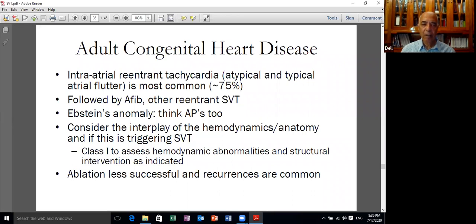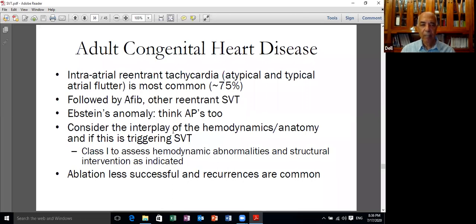And if you have supraventricular tachycardia in patients with Ebstein's anomaly, you have to look for an accessory pathway. Sometimes they are located on the left side of the heart, commonly on the right side. Sometimes in corrected transposition, it's located on the left side of the heart. Sometimes they are multiple, and sometimes they are malignant.